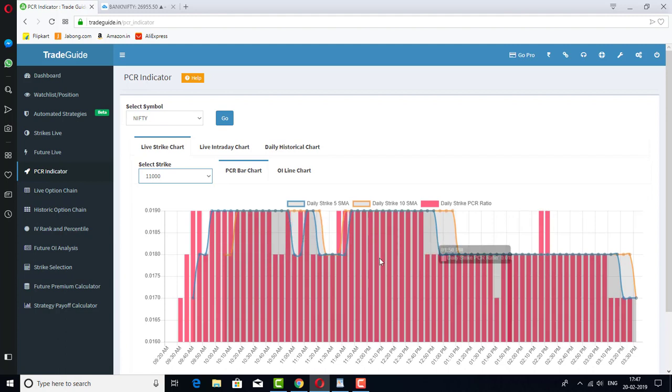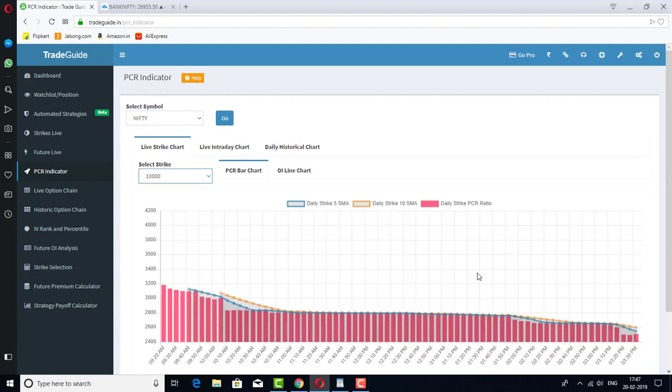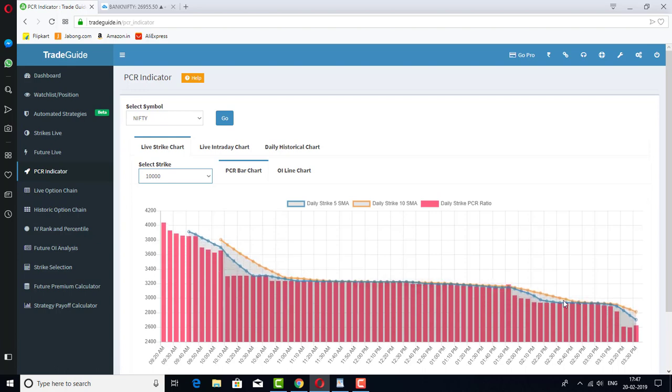Here you can see it for 11,000, and you can also see it for any other strike price, like suppose 10,000. So here you have it for 10,000. We have the daily strike 5 simple moving average of 5 days. You can either close it down or keep it, and in the same way you can also do it with the 10-day simple moving average. It's according to preference, which one you want to use, or you want to use both of them. Okay, so now next move on to the live intraday chart.